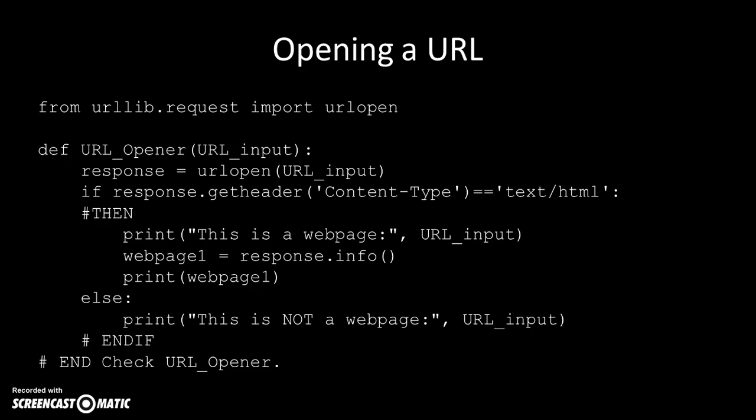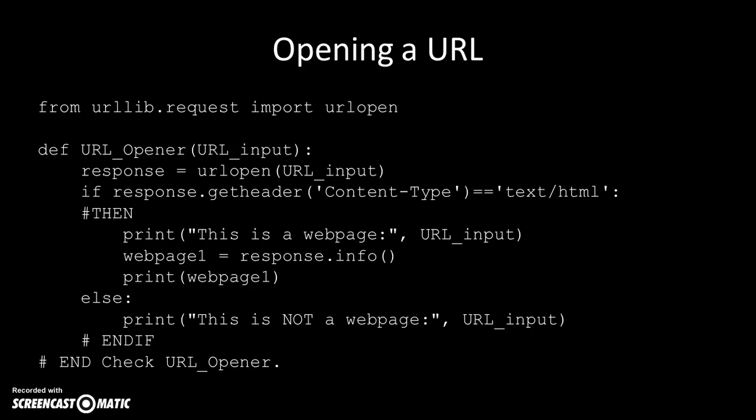So let's look at the code for that. In Python, we'd say from urllib.request import urlopen. Then in this case, we're going to define a method, and we're going to call it url_opener, and we'll take in as a parameter the URL. So we say response is a variable we've declared, and response is urlopen of the link. So let's say URL input is www.starwars.com. We're just going to open starwars.com.